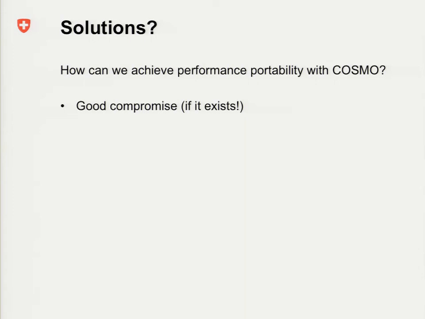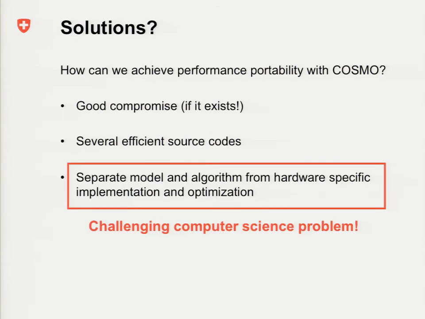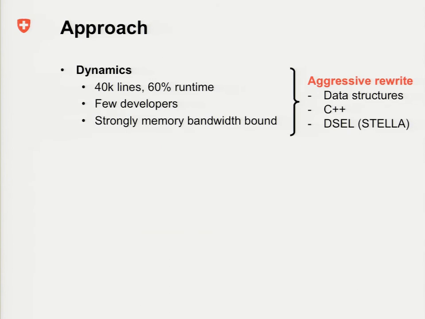Maybe you don't need the last 20% of performance. Maybe there's some kind of good compromise. You can, of course, go for several source codes, or you can try to separate the model and the algorithm from the hardware-specific implementation and optimization. And I'm definitely not the one who can do that. I'm a domain scientist, but this is basically the route we try to take for the dynamics.